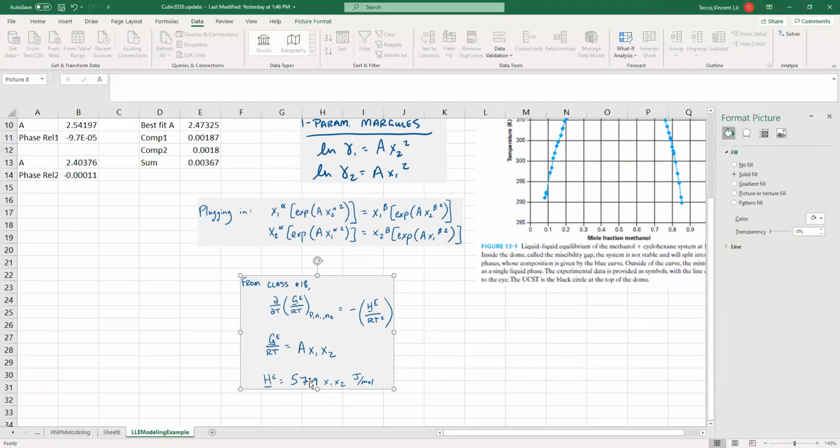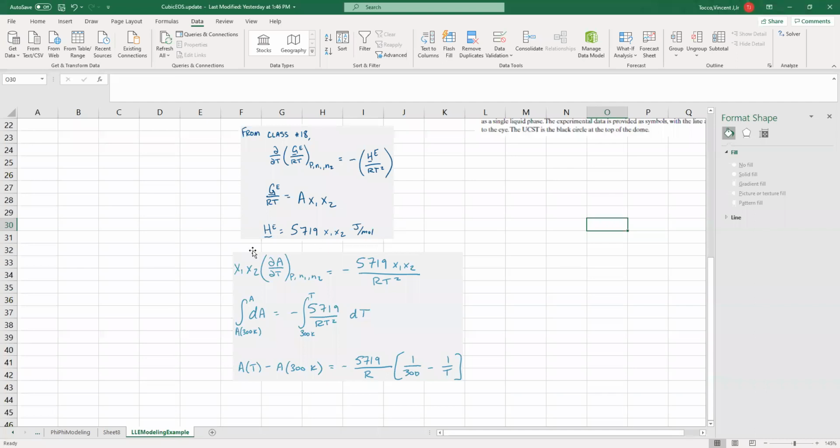We also have our expression for excess enthalpy there that we can plug in. So I'm going to perform that algebra. On the left-hand side, I've plugged A x1 x2 into GE over RT. And because the number of moles are constant, N1 and N2 are being held constant, therefore X1 and X2 are also being held constant. So that can come outside of the derivative. On the right-hand side, I've just plugged in 5,719 X1 X2 for excess molar enthalpy.